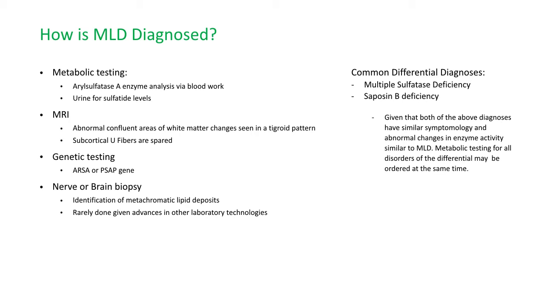Common differential diagnoses include multiple sulfatase deficiency and saposin B deficiency. Given that both of the above diagnoses have similar symptomology and abnormal changes in enzyme level similar to MLD, metabolic testing for all disorders of the differential may be ordered at the same time.